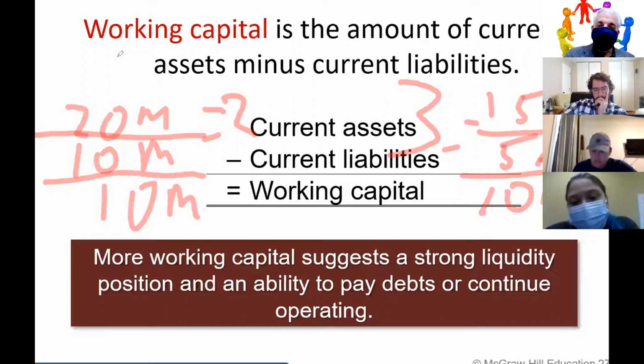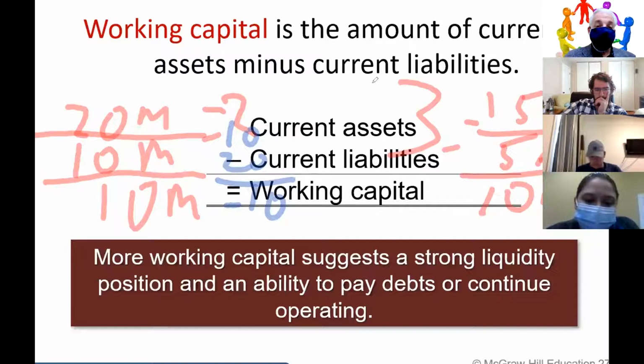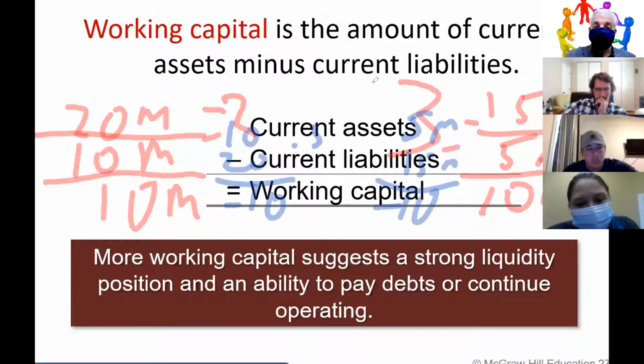Maybe I had 10 million in current assets and 20 million in current liabilities. So I have negative 10 in working capital. I still pay $5 million worth of bills. So now I've got 5 million in current assets and 15 million in current liabilities. I still have a negative 10 in working capital. But what's my current ratio? Well, 10 over 20 is 0.5. And 5 over 15 is like 1 over 3, 0.3333 repeating.